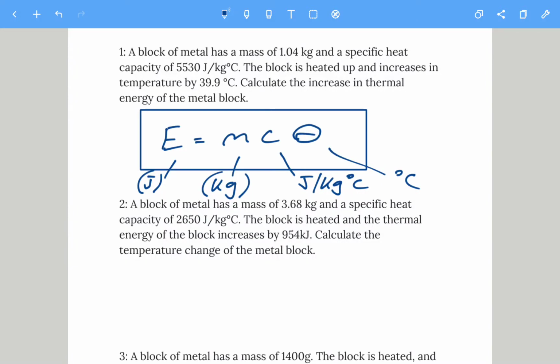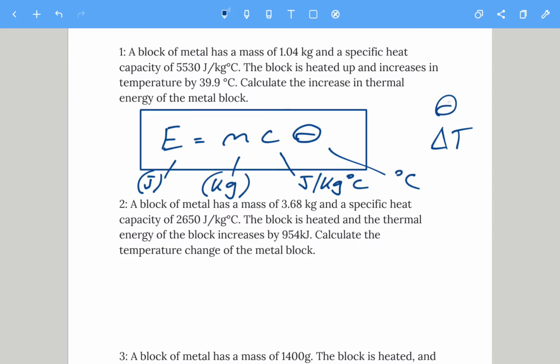Another equation practice video, and this one's specific heat capacity. So it's E equals mc theta. That's the funny letter there, theta. You may have seen it as delta T. Delta T just means change in temperature. Delta is another Greek letter that just means change. So you can use whichever you want.